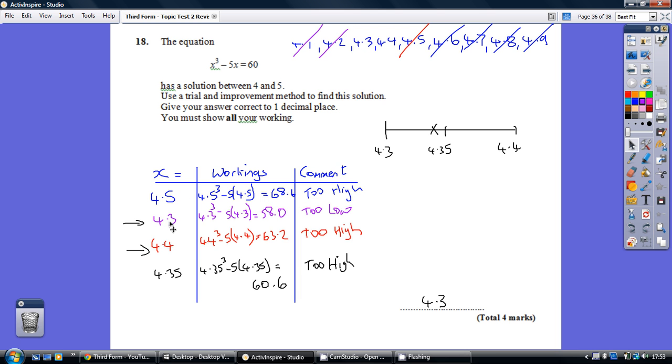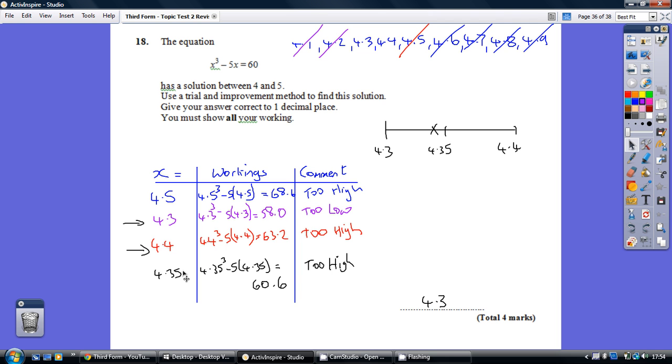So 4.3 is too low, and yet 4.4 is too high. So they are what I like to call the two goalposts. There are two values. Now our final answer is going to be one of these. Now the key thing is you can't just go and say, oh, it must be 4.3 because that's only 2 away from 60, whereas this one's 3.2 away. That won't do. You've got to prove that it's 4.3 by basically splitting the difference.